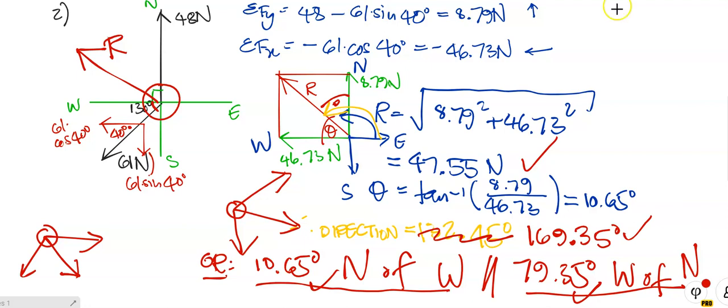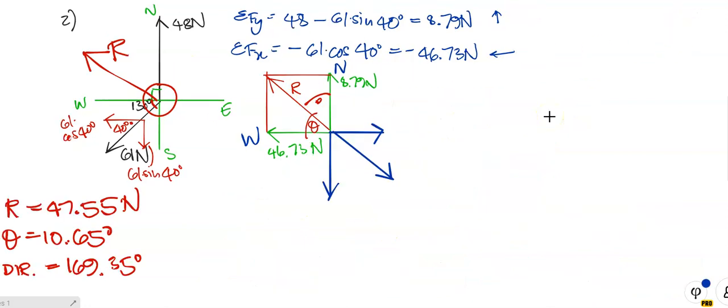Now, people, just while I'm on it, let me clean the board a little bit quickly. Right, I've just cleaned the board and made some adjustments. So the resultant there is 47.5 Newton. Theta is 10.65 degrees. That's just an angle. And the direction is 180 minus that, because the full direction is what I've written in that formula there. So 180 minus 10.65 is 169.35. So that answers the question.